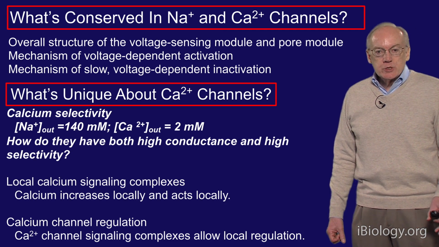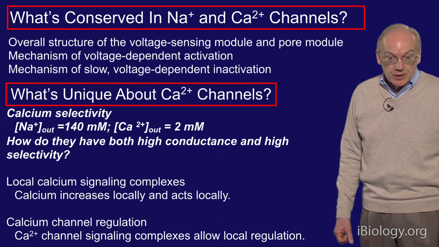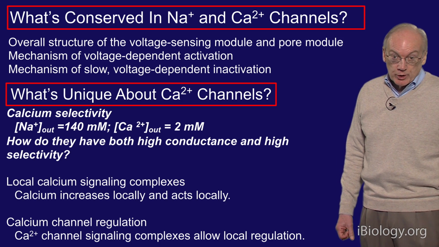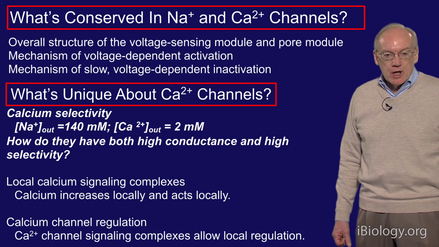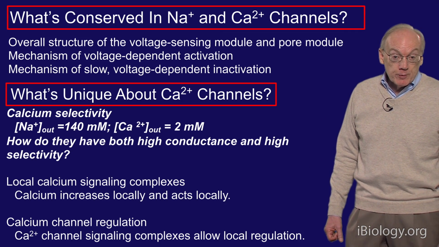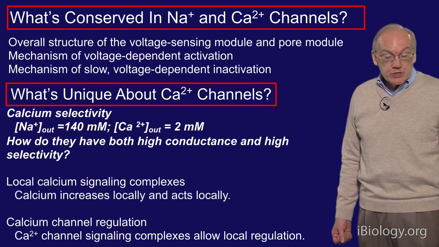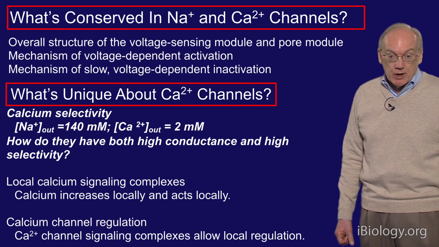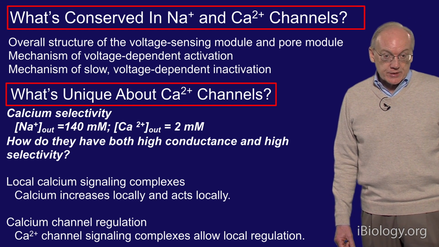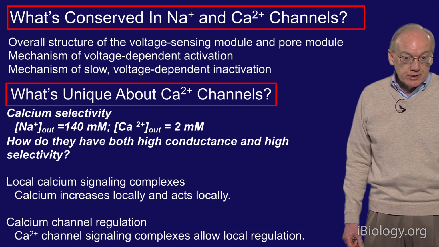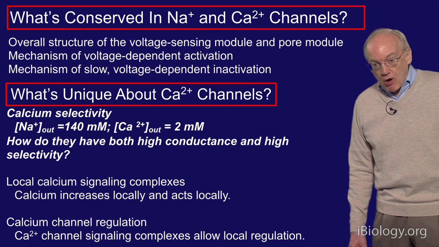So the first and most obvious unique property of calcium channels is calcium selectivity. They must conduct calcium ions and not sodium or potassium ions. And it's an especially hard job because outside the cell, sodium is present at 140 millimolar and calcium at only 2 millimolar. So calcium channels must select calcium in the face of a much higher concentration of sodium, and yet they must also let the calcium through really fast. So they can't just bind the calcium and let it sit there. They have to move it quickly. So how do they solve this problem?